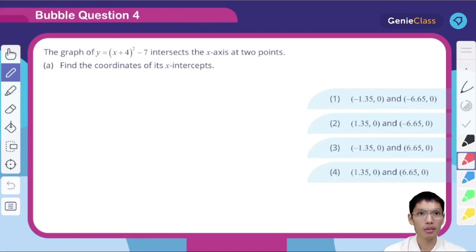Find the coordinates of its x-intercept. So now it's a different question. Now you're given the completed square form. What is my x-intercept? Launching the bubble launcher again in 3, 2, 1. Let's go.